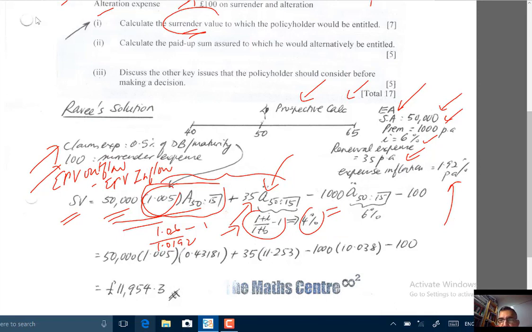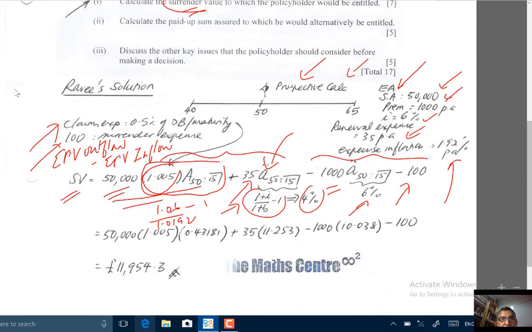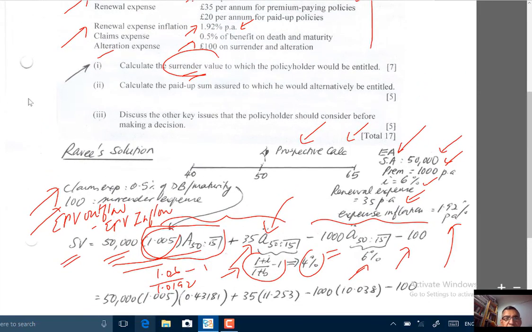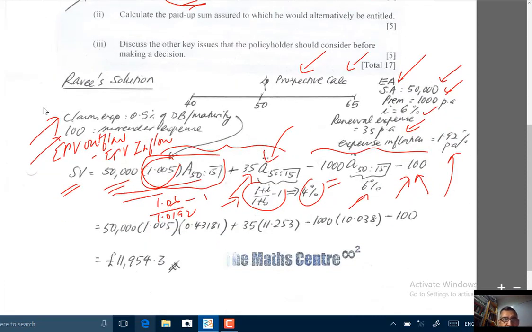Now you have your inflow. So for inflow, you will have your premium, 1000 times A dot dot 50 angle 15. Careful, this is worked at 6%. And then, remember the last line, we called it the alteration expense. The alteration expense is £100 on surrender and alteration. Careful, this is minus. A common mistake would be to add it. This is minus. And then all you have to do is use your tables and draw down the values.